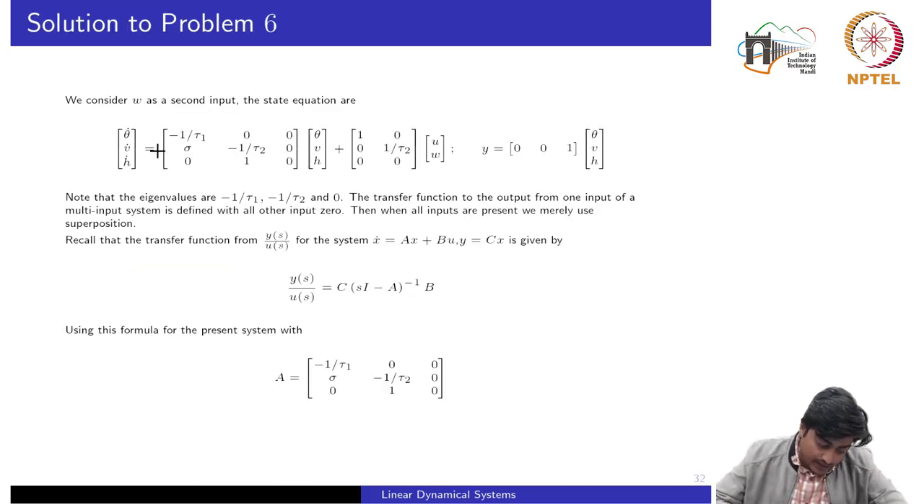So all those three differential equations we can express in terms of the state space representation, where the state variables would become theta, V and H. These are the A matrix and the B matrix with respect to two inputs U and W.